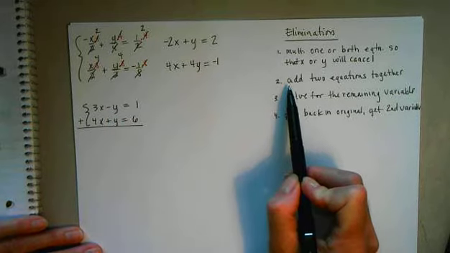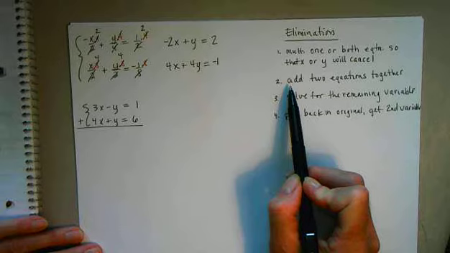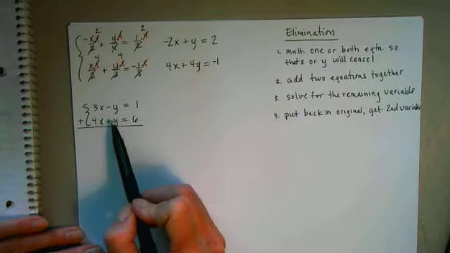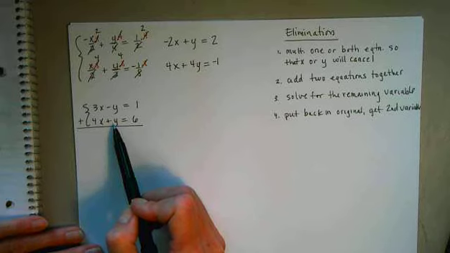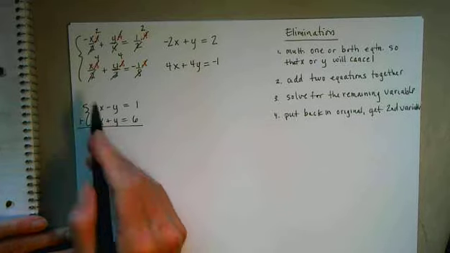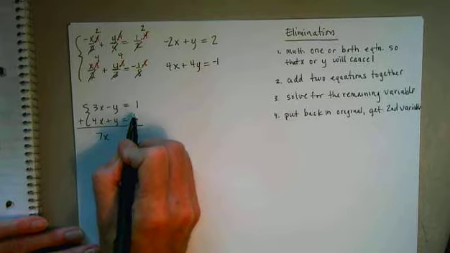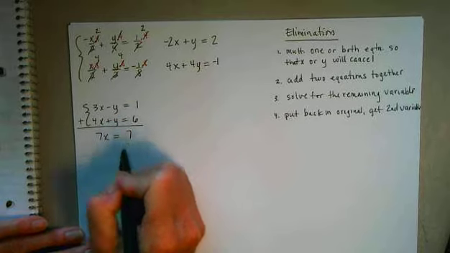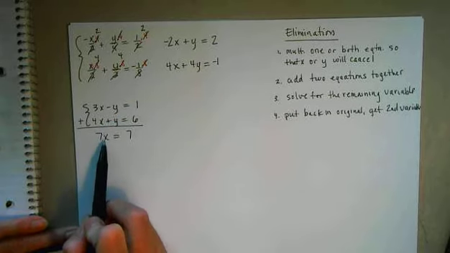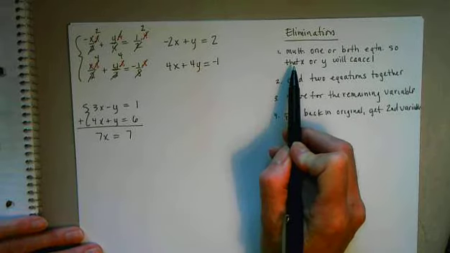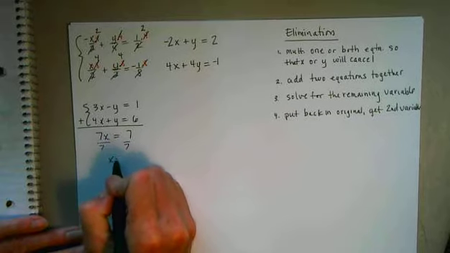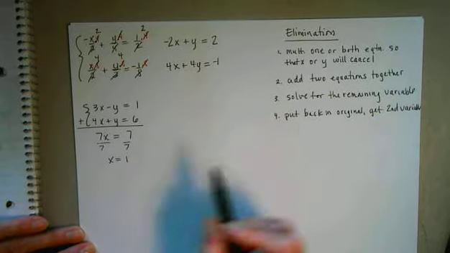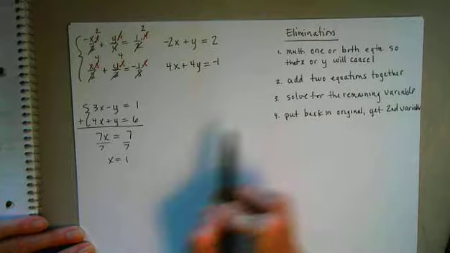So we'll go to step 2, which says add the 2 equations together. If I add those 2 equations together, you can see that negative y and positive y cancel, so it's gone. But I have 3x plus 4x, which is 7x, and then right here I have 1 plus 6, which is 7. So I just have one variable, and that's what will happen every time if you do step number 1 correct. And so I just divide by 7, and I get x equals 1. So I solve for the remaining variable, done.